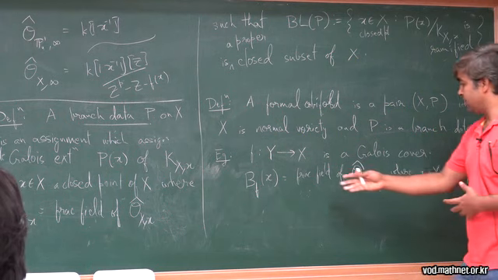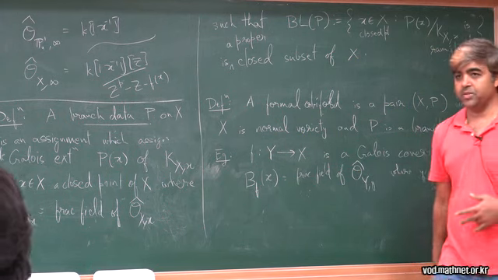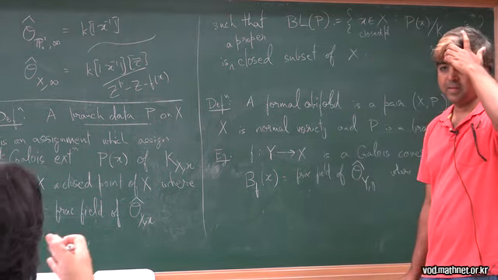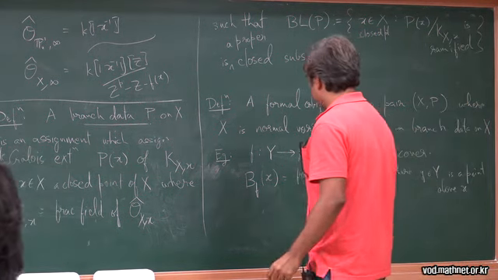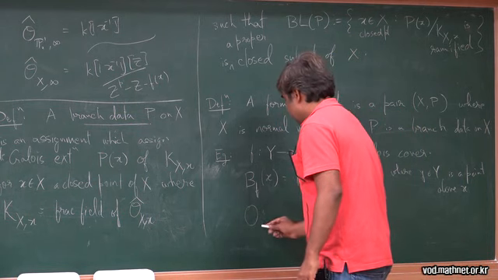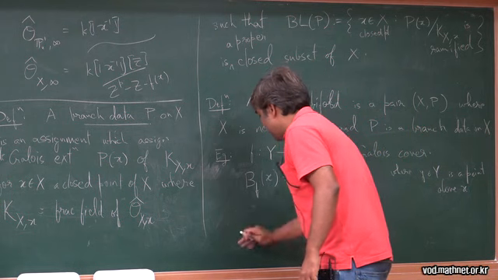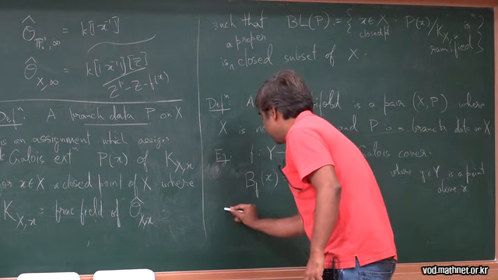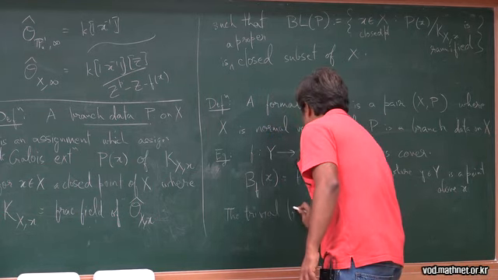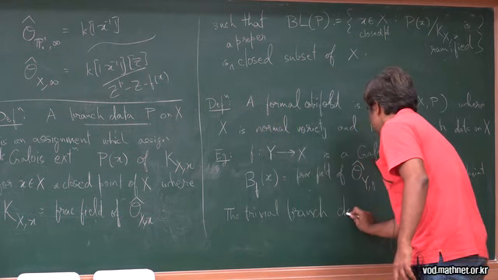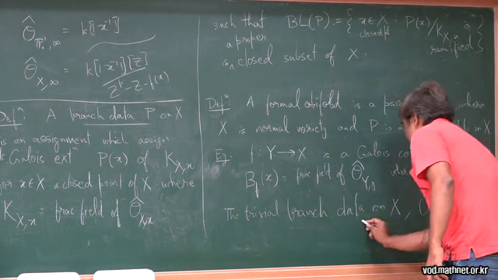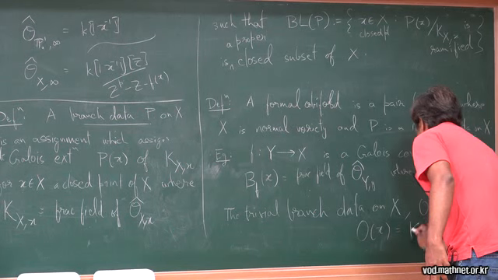So this, though it looks like it's defined in terms of y, is independent of the choice of y. Do you allow this P of x to be just the same as K x x? Yeah. So empty set? Yeah. So that has a notation: the trivial branch data on x, Ox, is the same as Kxx.